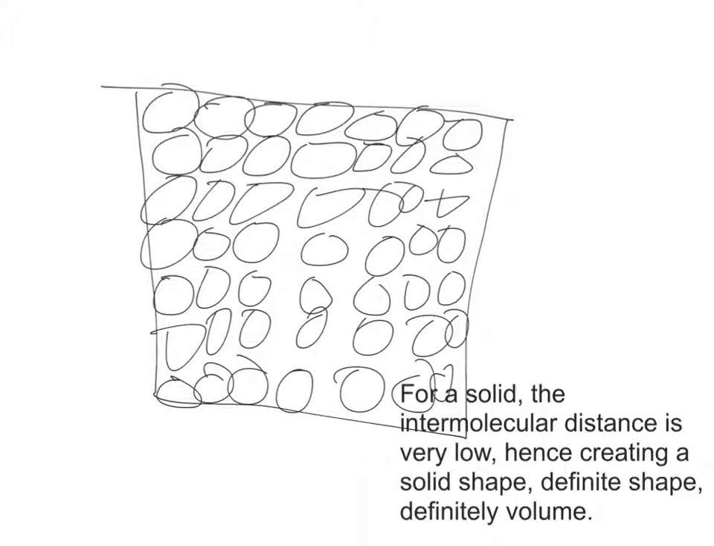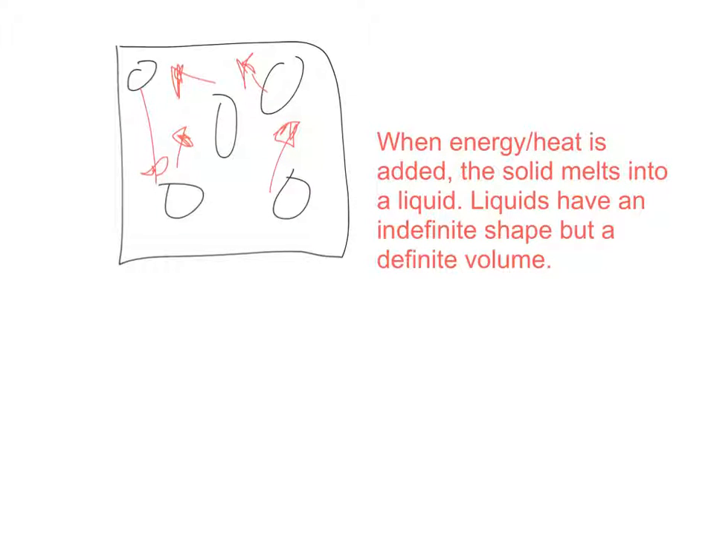Since Frosty has solved this problem, now it is time to explain what happened to Frosty. For a solid, the intermolecular distance is very low, hence creating a solid shape. Solids have a definite shape and a definite volume. When energy or heat is applied, the solid melts into a liquid. Liquids have an indefinite shape, but a definite volume.